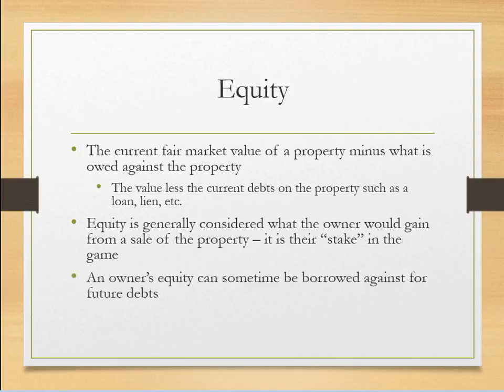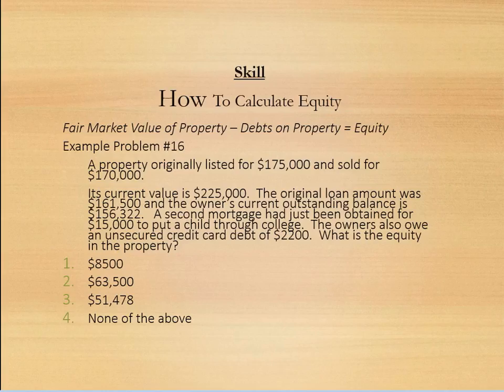It's their ownership stake. So sometimes equity can be borrowed against for future debts, such as a home equity loan or a home equity line of credit. But essentially, what you want to remember for the test is that equity is the current fair market value minus what is owed, not the value at the time the debts were taken out. That's important to remember. So let's take a look at how you're going to calculate equity.